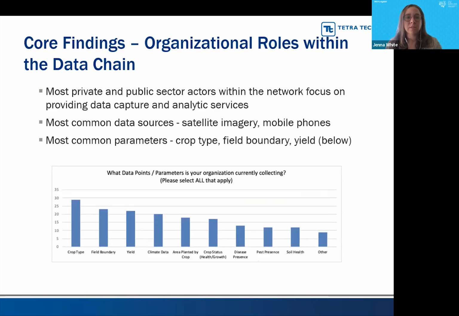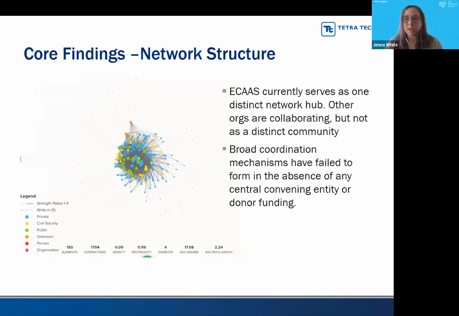So another piece of information that we're capturing is, what data points are people currently capturing, and what roles are people fulfilling within the data chain? So again, as Drew mentioned, a lot of folks are focused on that, data capture and analytic services. The most common data sources that we heard that people are using is satellite imagery and mobile phones. And you can see in the graphic below the most common parameters, which include crop type, field boundary, and yield. And again, we'd like to repeat this to make sure that we're capturing that. But again, we'll share these slides so you can look at these graphs in more detail.